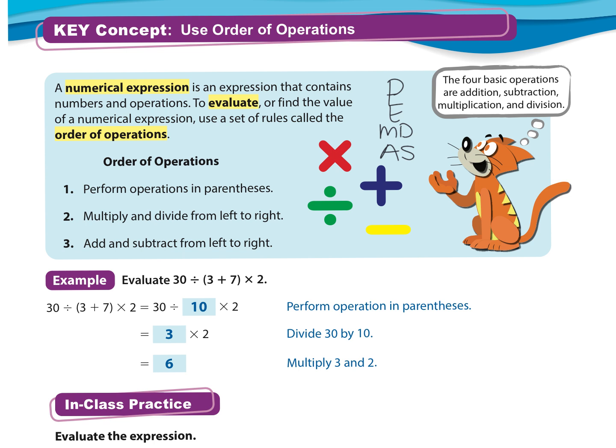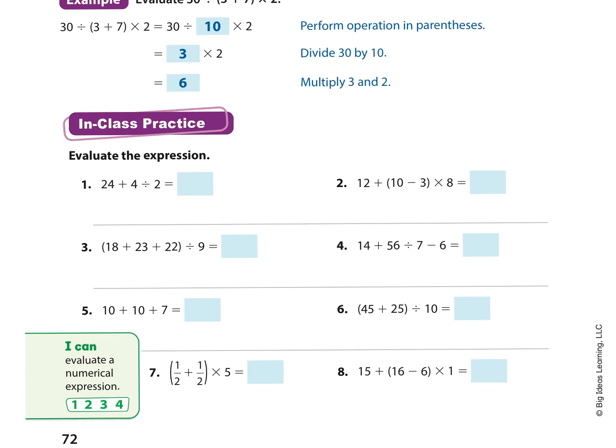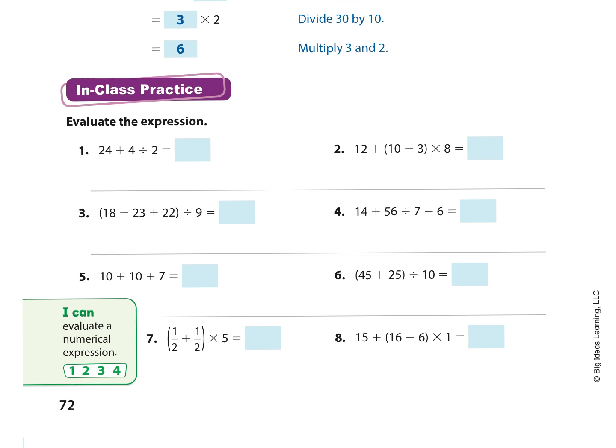So whatever comes first, looking at this, would it be 30 divided by 10 or would I do 10 times 2? What comes first? Very good, Vala. 30 divided by 10, which is 3, and then I multiply times 2, so my answer is 6. So let's look at a couple of practice problems together. Okay, number 1. It says 24 plus 4 divided by 2.